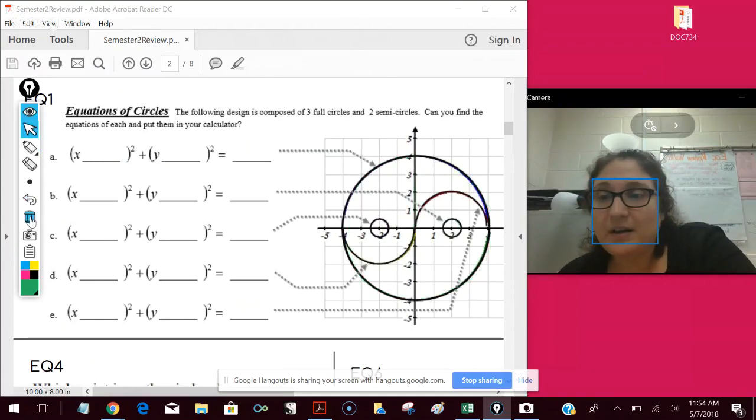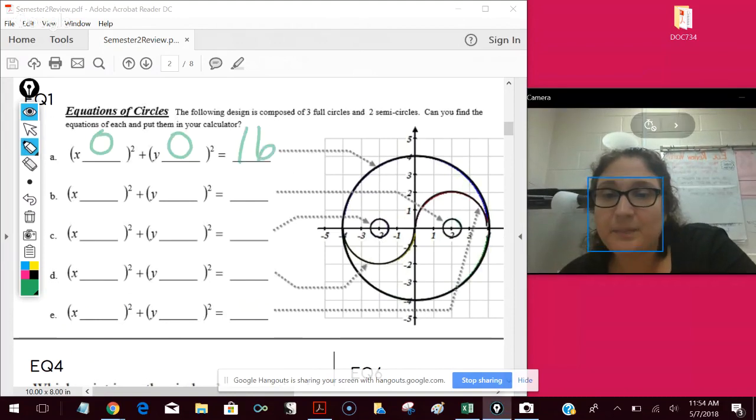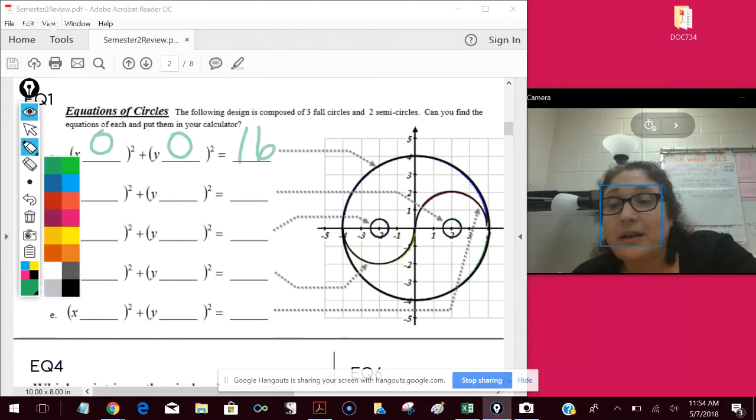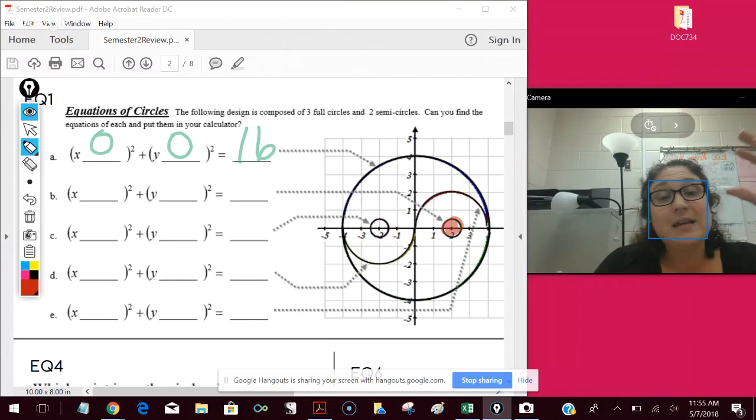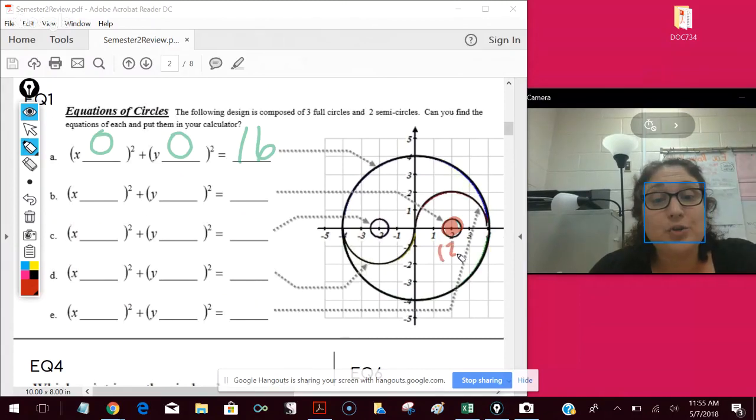So I have a 0 here, a 0 here, and a 16 here. Okay, now let's look at another color. Now we have this B circle, which is this teeny weeny circle over here. Okay, we can see that it's centered at the point 2, 0.